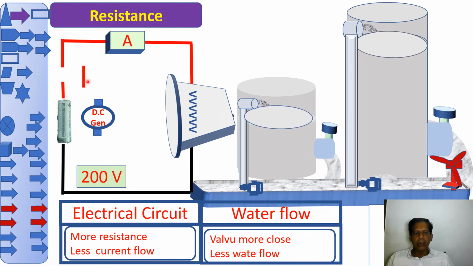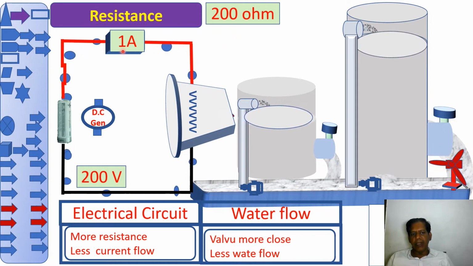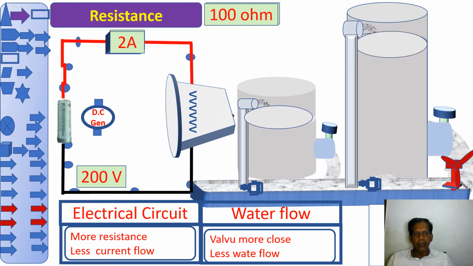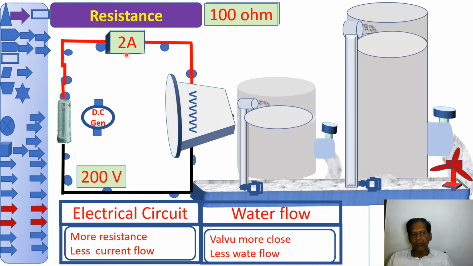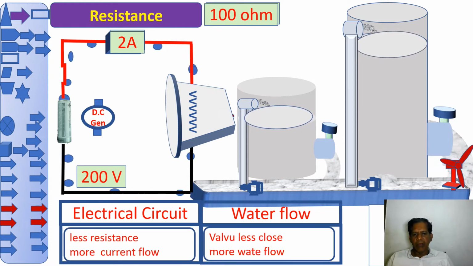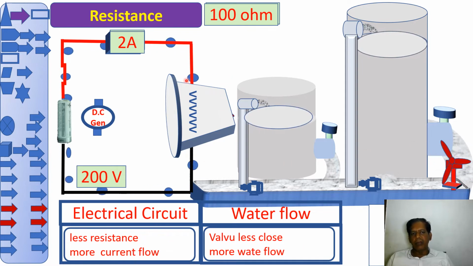Now let me close this circuit. Consider the circuit is closed. This resistance is say 200 ohm. Then what is the current? Current will be 1 amp. Suppose I reduce this resistance, what will happen? If I reduce this resistance to 100 ohm, then current flow will be more, that is 2 amps. That is, when the valve is less closed, then more water will flow. Similarly, with less resistance, more current will flow. Now let us come to one conclusion.